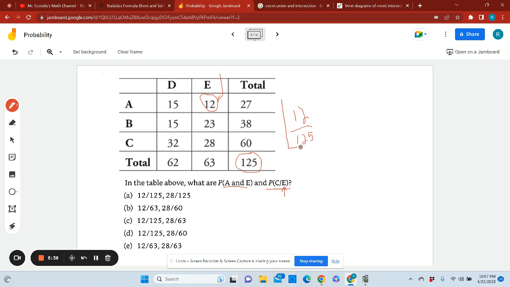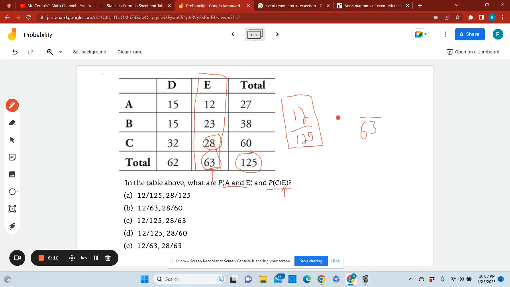And that's the probability that both A and E will occur at the same time. Okay. And then if I'm thinking about the probability that C will occur, given that we already know E has occurred, right? So now we're just going to focus on the E column, because I'm saying I already know E has occurred. It looks like E is going to occur 63 times. So out of those 63 times, what's the probability that C also occurs?